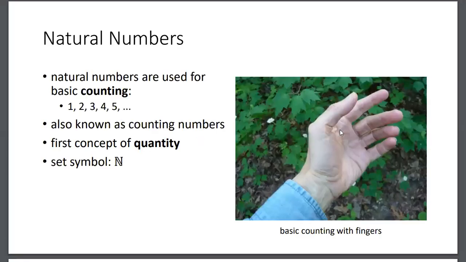The first set of numbers to look at is the natural numbers. They're the basic counting numbers. Start with 1, 2, 3, 4, 5, etc. It's our first concept of quantity. We can count on our fingers. The set symbol is a script N.